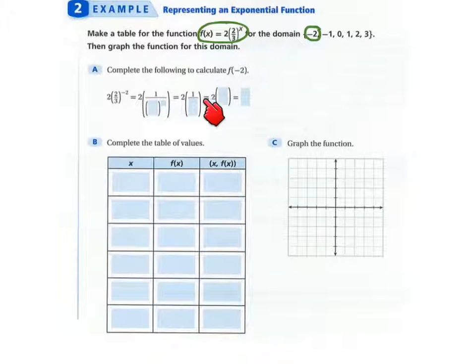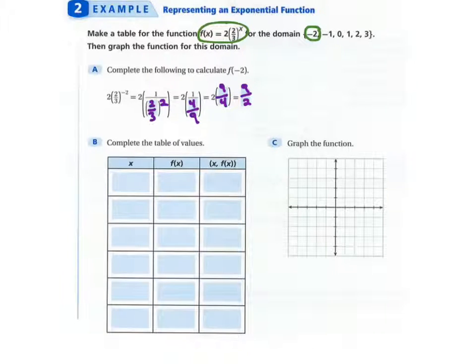And I'm going to show it to you this way, and then I'm going to show it to you the way that I would prefer to calculate it. You can pick what works for you. So we have 2 times 2/3 to the power of negative 2. That's the same as 2 times 1 over 2/3 to the power of 2. So we made it its reciprocal and to the power of its opposite, which is equal to 2 times 1 over 4/9, which is equal to 2 times 9/4, which is equal to 9/2.